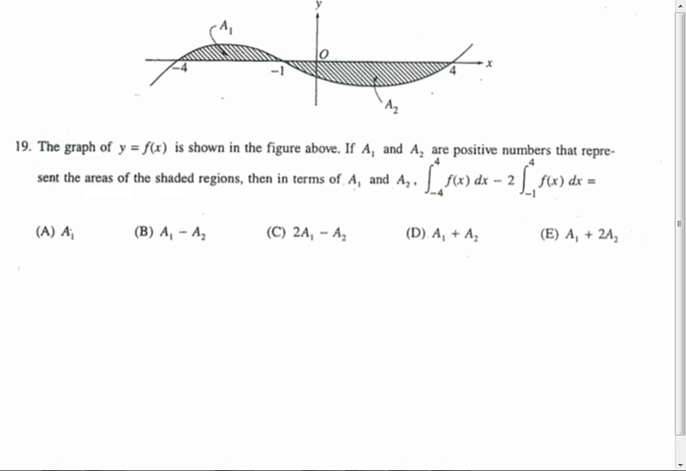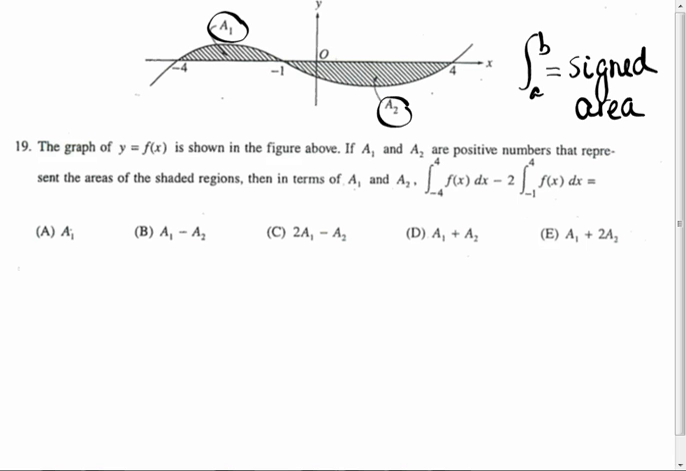And it says, here's a graph of a function, and A1 and A2 are the positive numbers that represent the area. What is an integral? Because we're going to ask here for an integral. What is an integral from A to B? It's the signed area. So you have to understand what they're saying. They're saying these A1 and A2 are simply numbers, like 2. That's all it is. And it says, they represent the areas of the shaded regions.